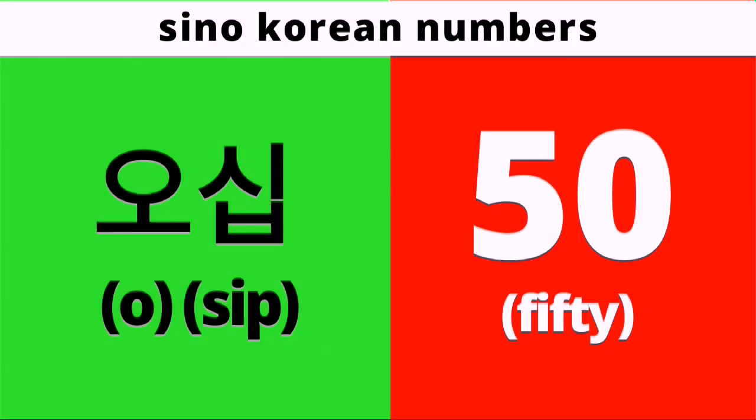Next is number 50. The Sino-Korean translation of this is o ship. O means number 5 and ship is the Korean translation for 10. So, it's the same as saying 5 sets of 10, and that is equal to 50.